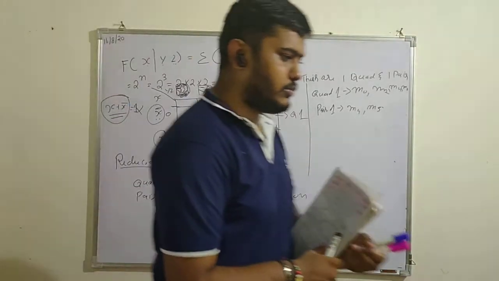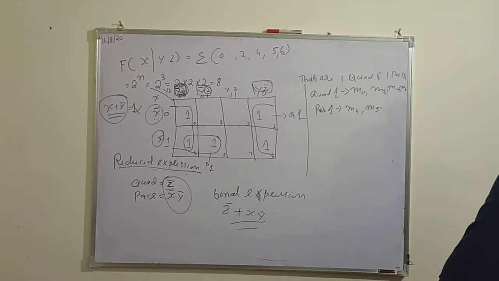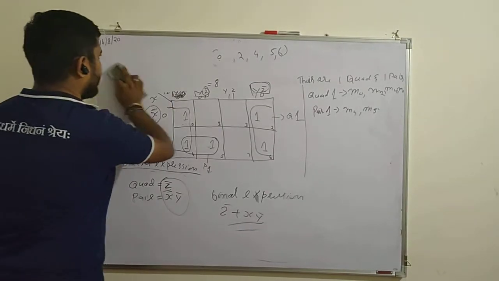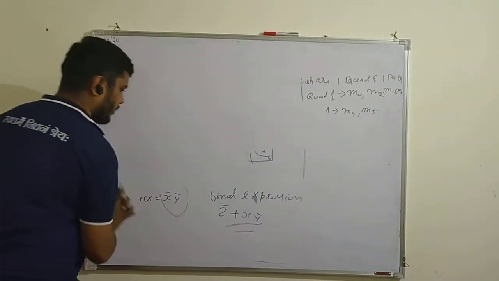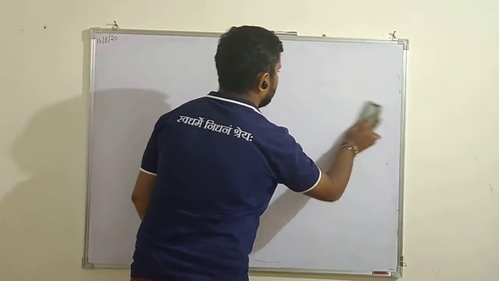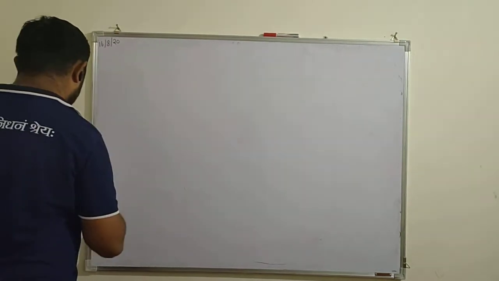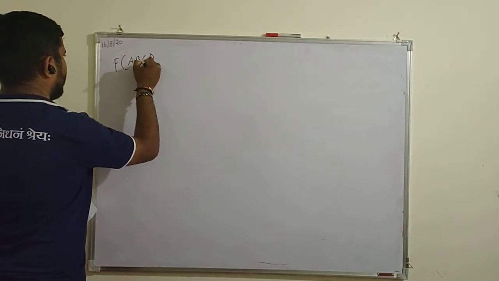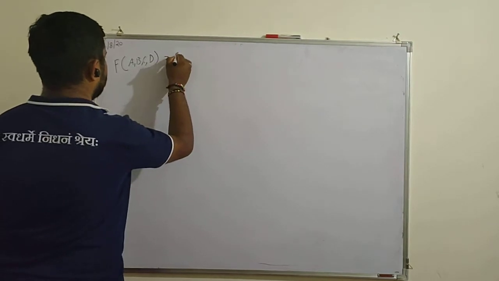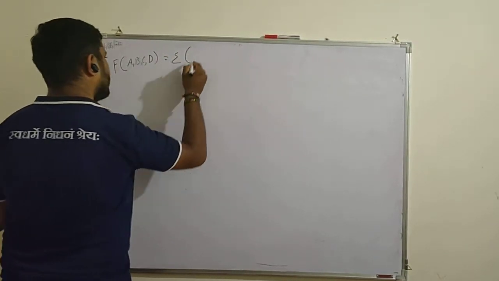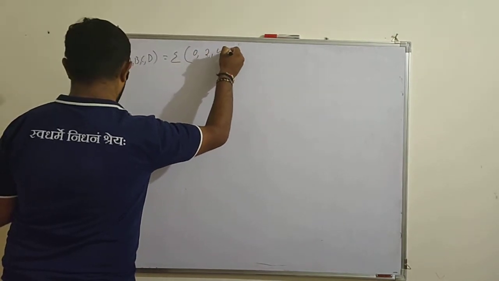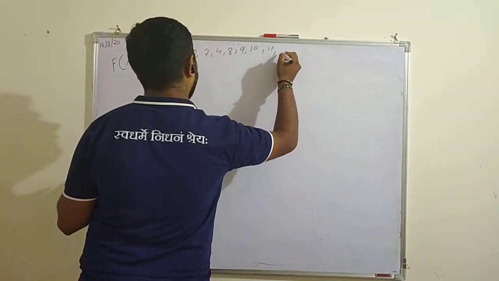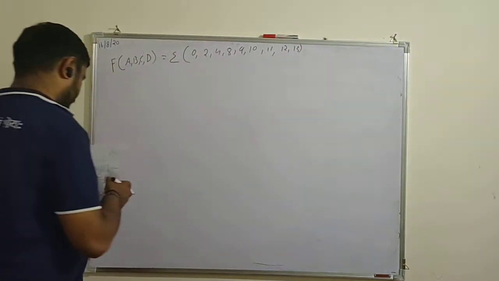So let us solve one more sum together. So you will understand it more easily, more clearly. So now let me take 4 variables. Whenever the examiner asks the question, how does the question look? F of A, B, C, D, reduce the expression, which is equal to sigma of 0, 2, 4, 8, 9, 10, 11, 12 and 13.